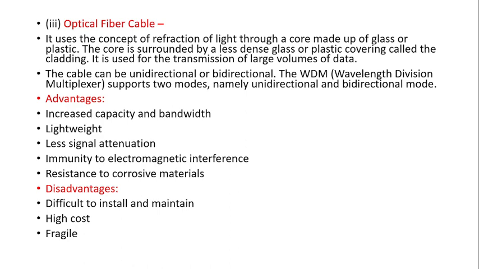So we have seen the three different wires which are used for transmitting the data. These come under guided media. The first one is twisted pair cable, next one is coaxial, and the third one is fiber optic. We have discussed the advantages and disadvantages, and you can see the diagram of all three models.